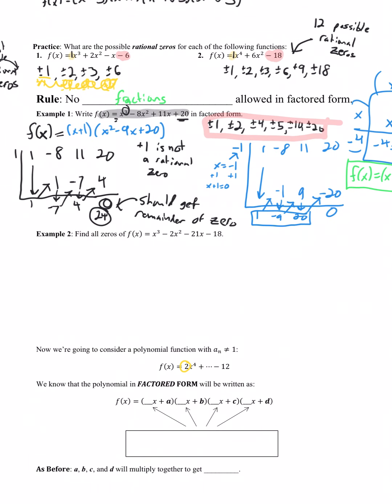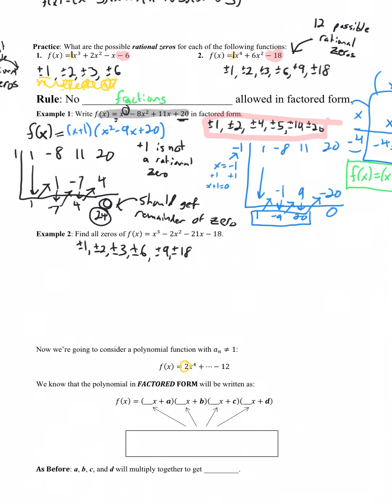Looking at one more problem here. This one ends with a negative 18. It's another third degree polynomial. So it says find all of the zeros of this one. So first we'll start by listing the possible rational zeros, which we already had that list above. So I'm just going to copy that exact same list down. And again, it's 12 possible real zeros here.